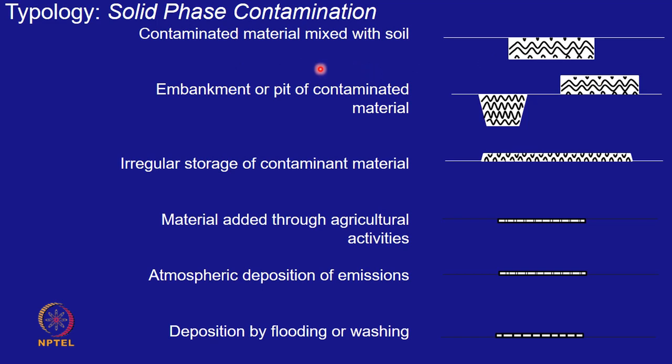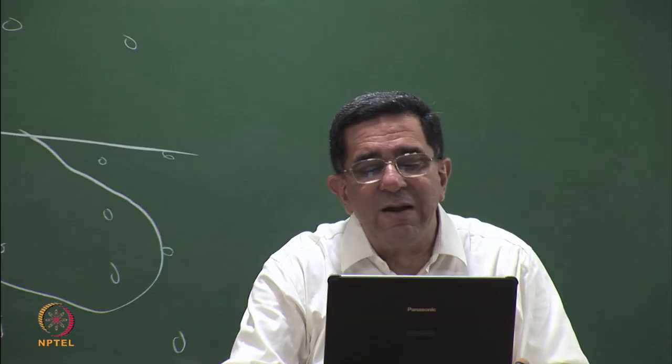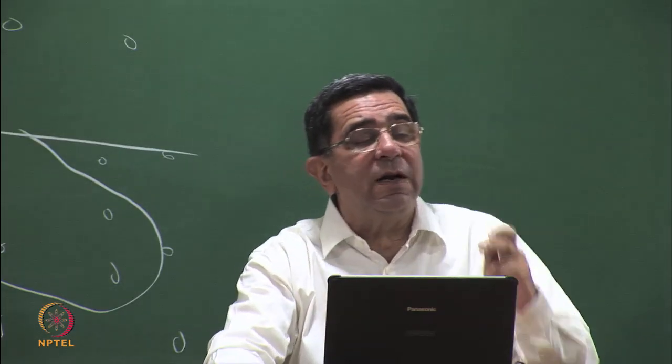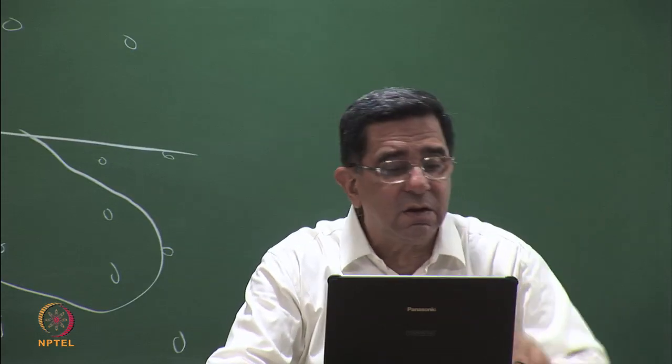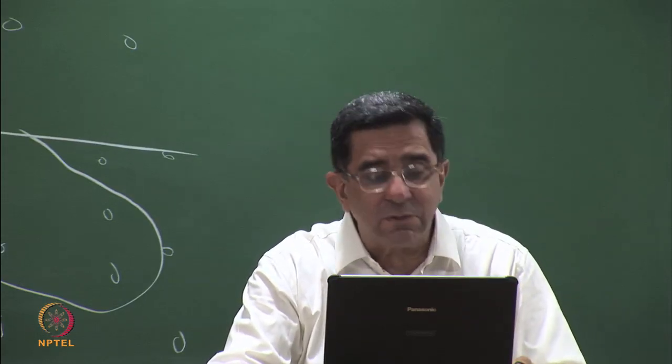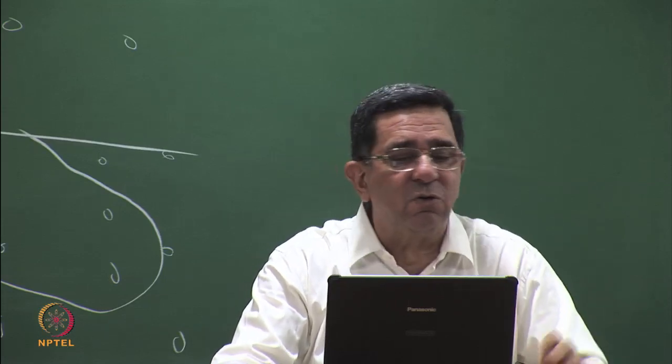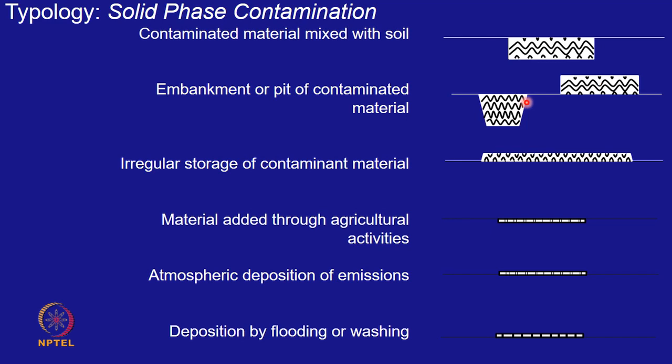Sometimes it is very well defined. I mean, people actually make big trenches and pits and they put their waste in it, or you may have a mound at the top. But these are well defined. So, still it is solid phase. That means the original contaminant is coming from the solid phase. So, you may have an embankment, you may have a small heap, a mound, or a pit which may have been covered with soil, but the boundaries are now well defined.